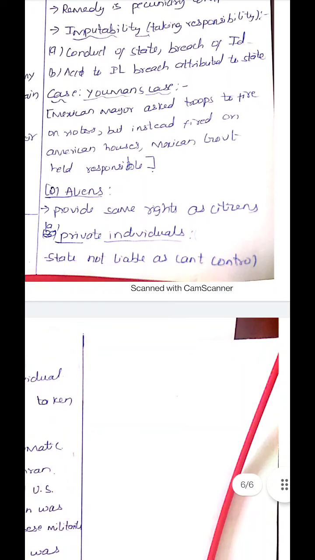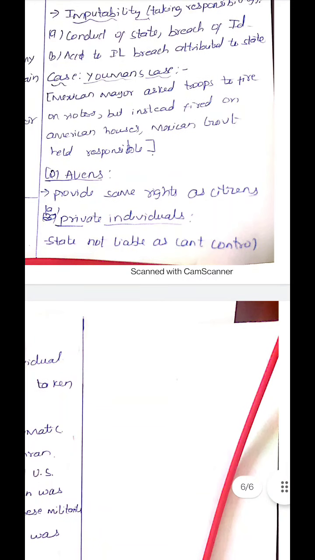There is a case, Youmans case. In this case, the Mexican mayor asked its troops to fire on rioters, but instead, in firing on rioters, they started firing on American houses in that locality, and some Americans were injured and some were killed. The Mexican government was held responsible for its troops' act as an international delinquency.